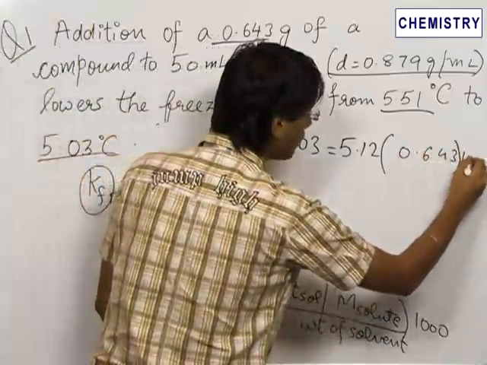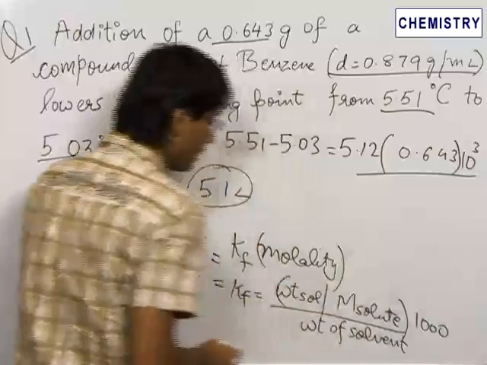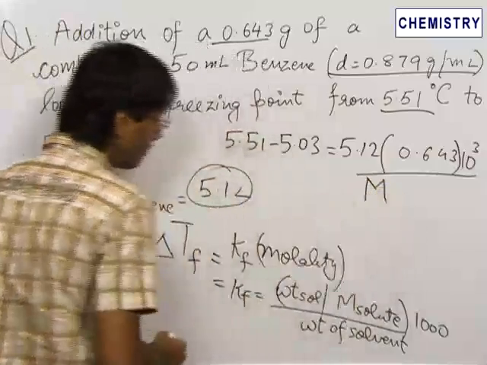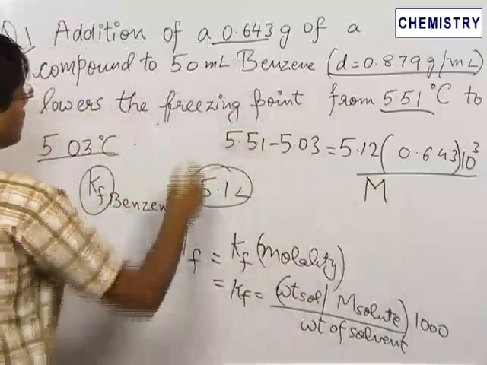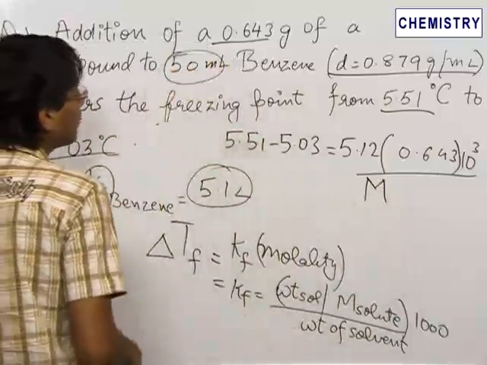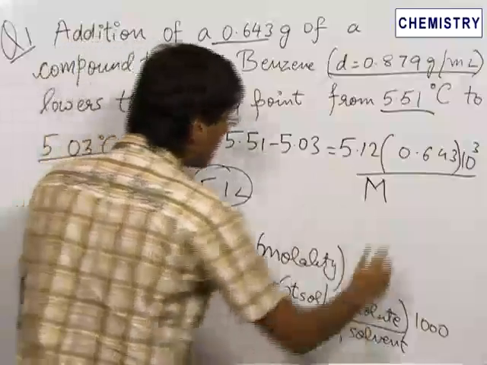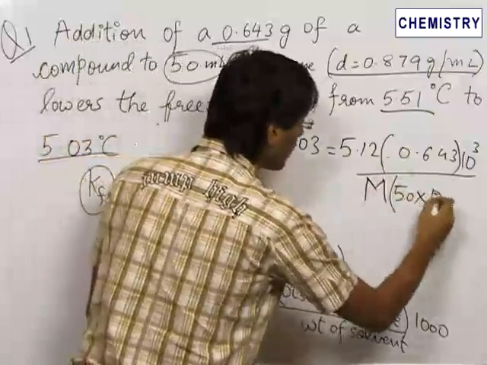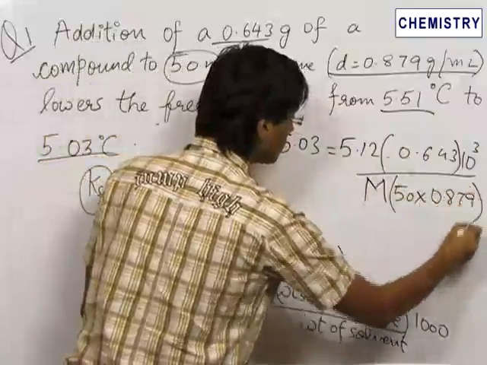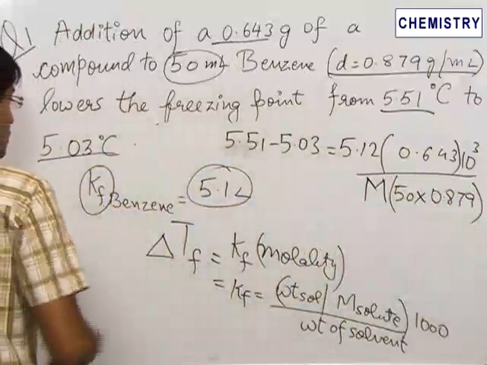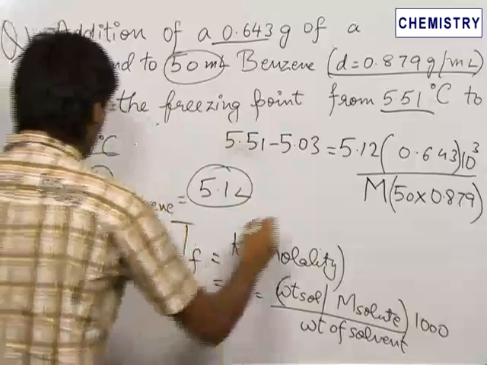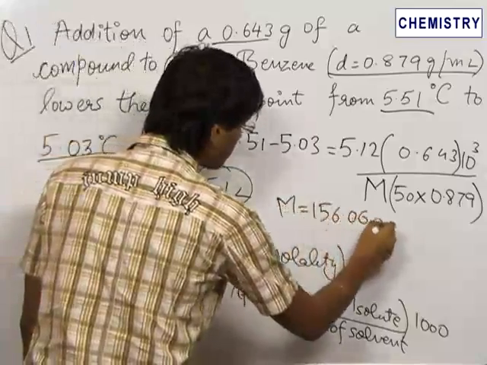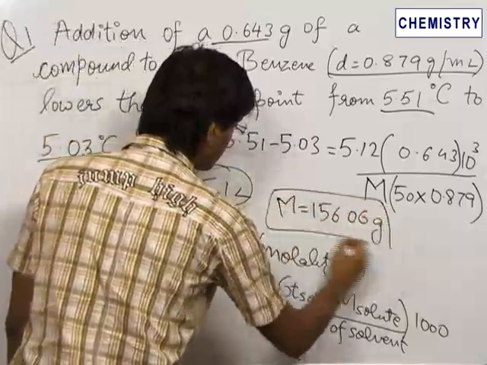into 1000, that is 10 power 3, divided by molecular mass of solute, which we need to find out, divided by weight of the solvent. We have solvent volume given and density given, and hence the weight is 50 into 0.879. On solving this equation, we get the molecular mass of the solute to be equal to 156.06 grams.